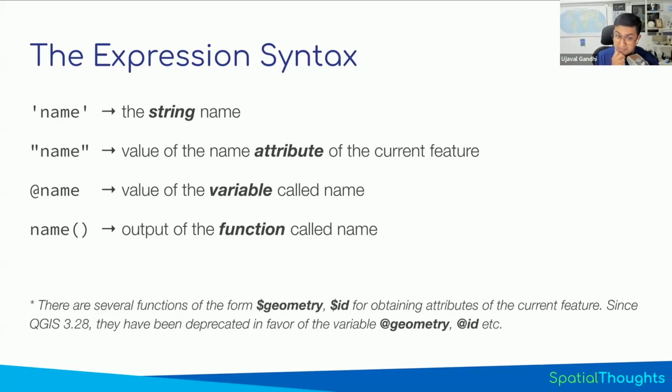Long-time QGIS users may remember that there are certain expression values that start with a dollar sign, things like $geometry and $id. If you use these, they'll still work, but these are older ways of referring to variables. A newer way is to use the @ symbol. So $geometry is the current geometry of the feature. In newer QGIS versions, it is referred to as @geometry. So start using the @ symbols whenever you use this. The dollar symbol has been deprecated, but they'll continue to work for the foreseeable future for backwards compatibility.